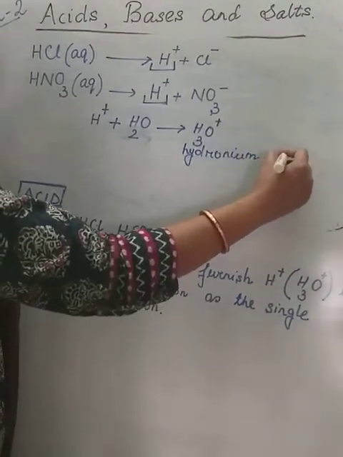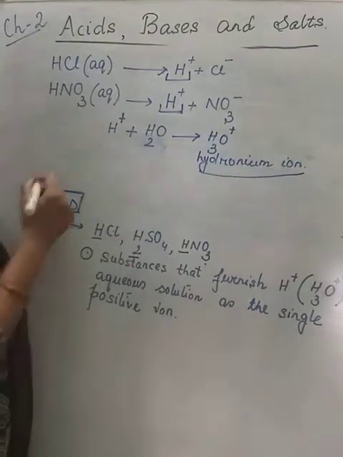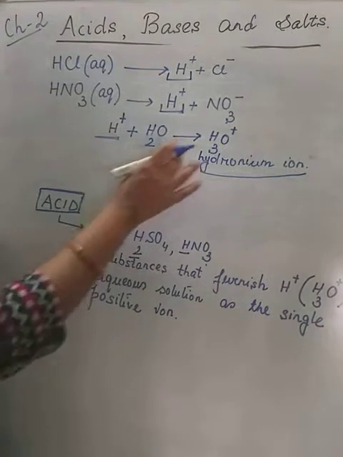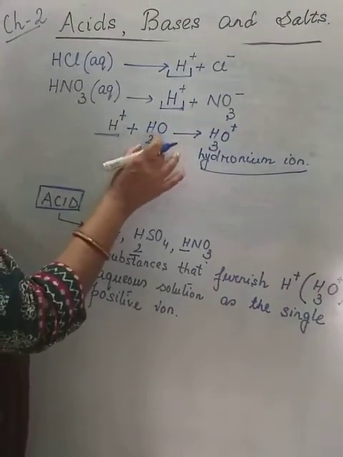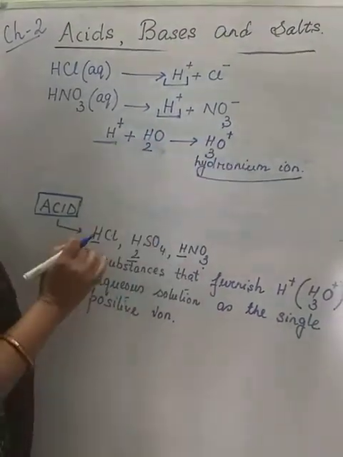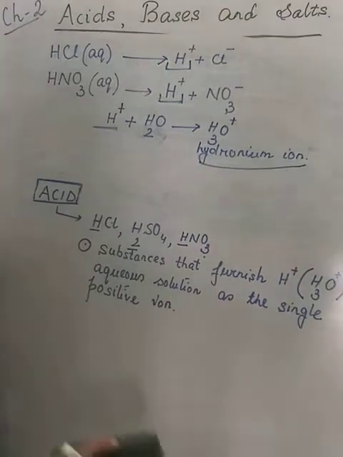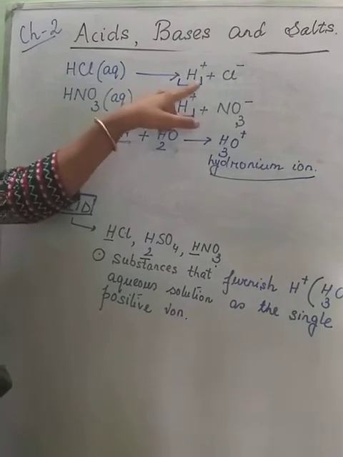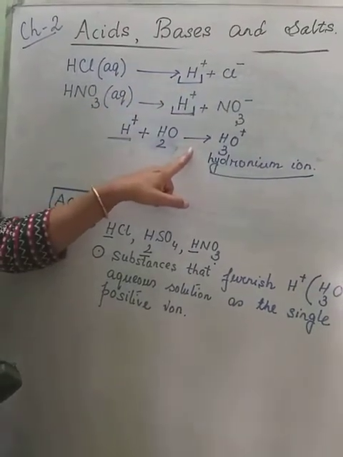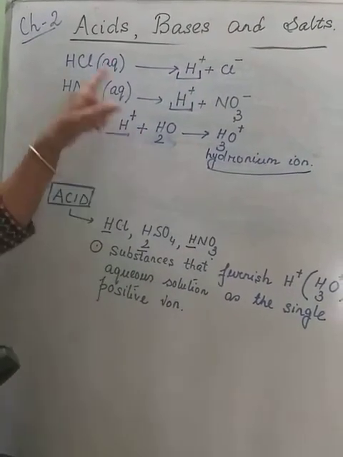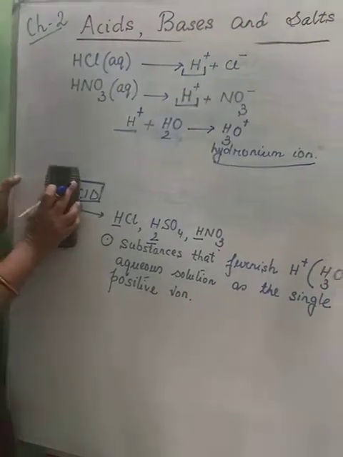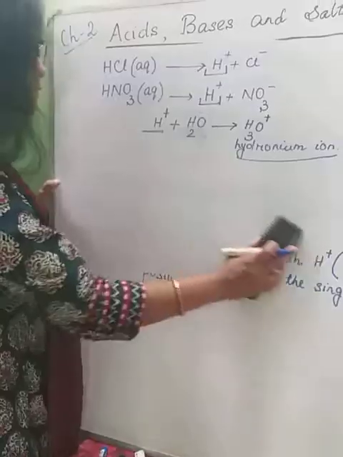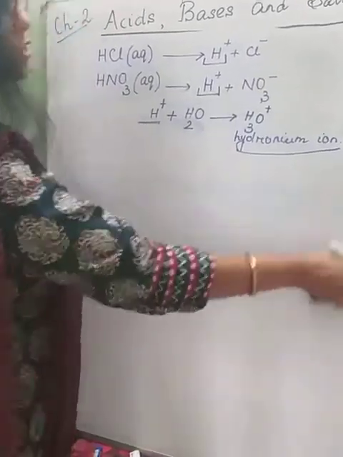Practically, in aqueous solution, there is no free hydrogen ion. Wherever water is there, it exists as hydronium ion. Now, the point I was telling is that acids release hydrogen ion, and later on that is converted to hydronium ion in aqueous medium. I said that it is the single positive ion. Let's look at this point.